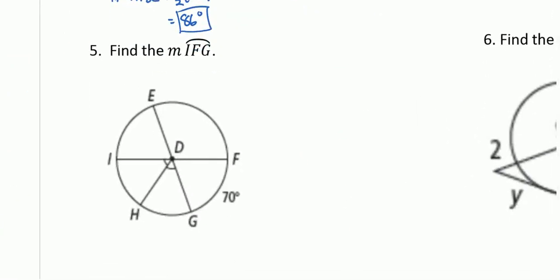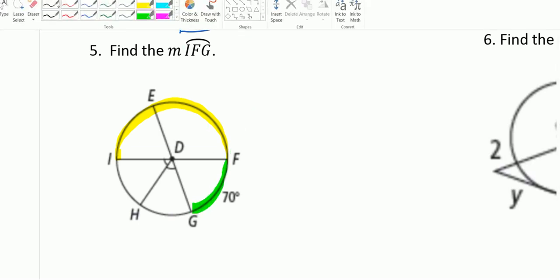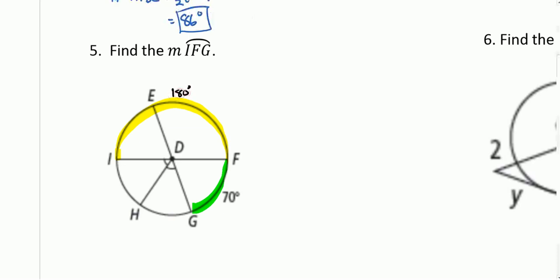Number 5, we're looking for the measure of the arc IFG. I'm going to highlight it. IFG, so going this direction. Notice we have half a circle plus a bit more. So that's going to be 180 degrees plus 70, which is 250 degrees.